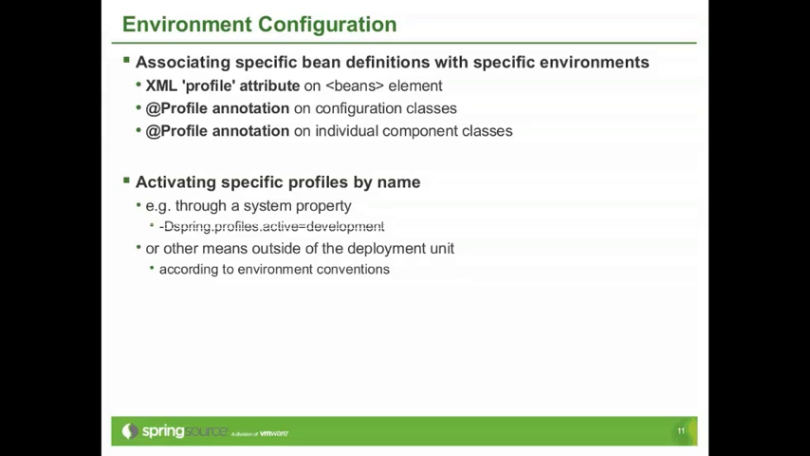Activating profiles is actually a very flexible mechanism. You can do it through a system property, actually through any property in the property resolution chain in this hierarchy of property sources. But it may also happen in any other way. You may also use other characteristics where you check specific things at runtime and identify the active profiles that way. So it really is a very flexible mechanism.